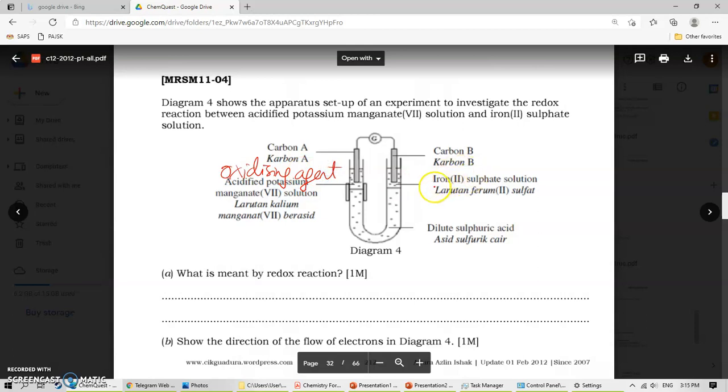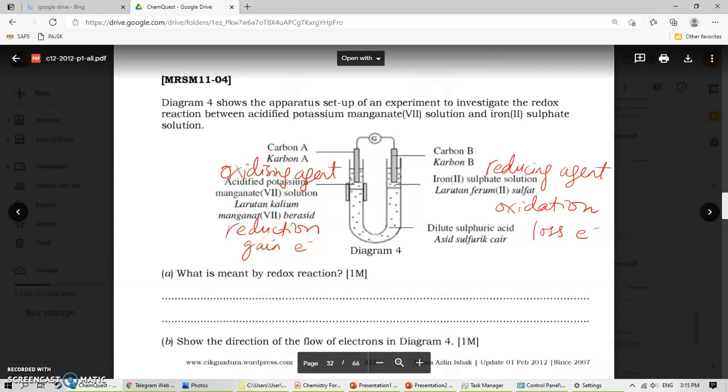So that makes iron 2 sulfate solution the reducing agent. Remember that oxidizing agents go through reduction and reducing agents go through oxidation. And if we do a little bit of revision, oxidation is the loss of electrons. Reduction is the gain of electrons.